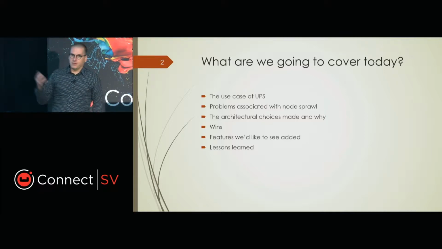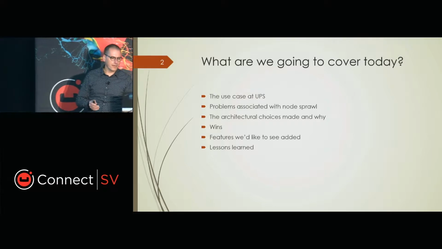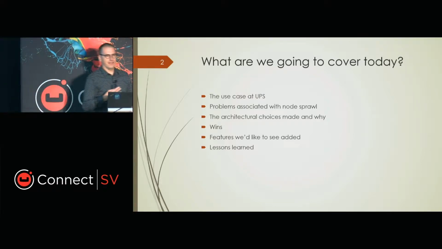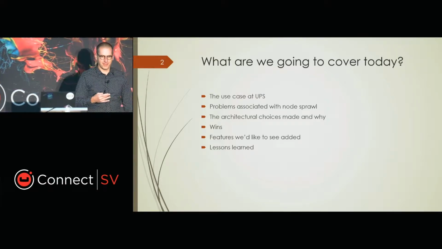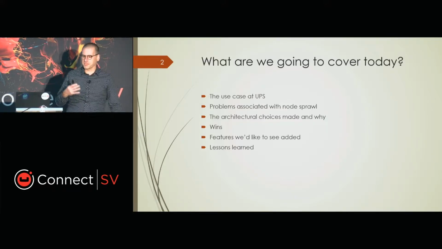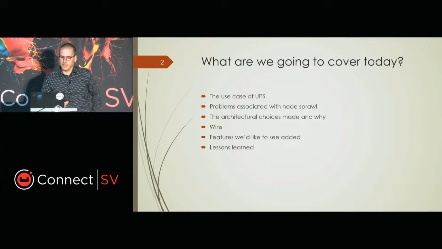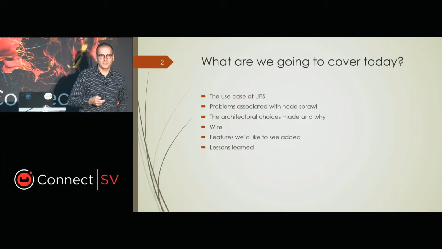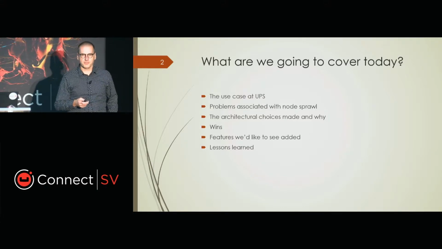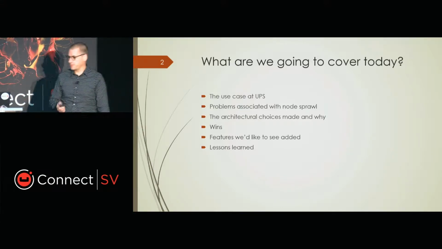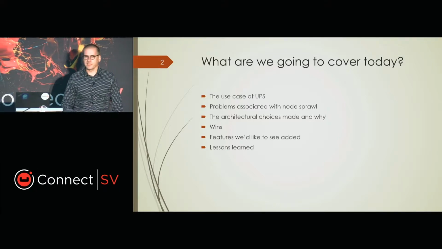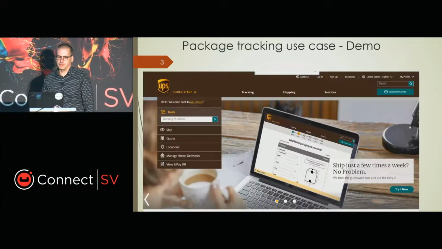What are we going to cover today? We're going to look at the use case. We're going to look at the problems that we've identified that are associated with node sprawl, the architecture choices that we made and why, the wins that we, as an organization, believe we have just discovered by using the methodologies that we did use. We want to talk quickly about some of the features we'd like to see added to Couchbase, and some of those have already been added to Couchbase. And lastly, just the lessons learned from this experience that we went through.